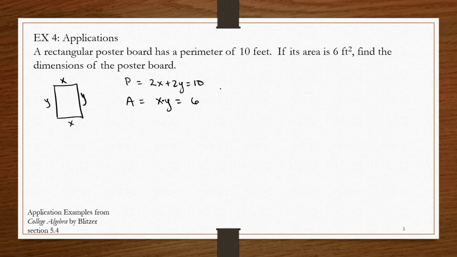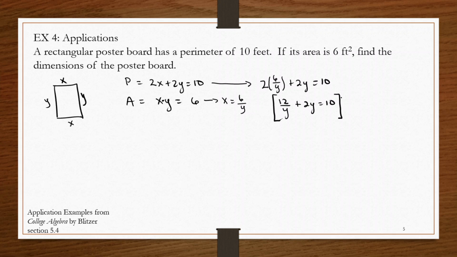Because this x and y are multiplied, I cannot do elimination. So we're going to do substitution by making this x equal 6 over y. That makes this first equation 2 times 6 over y plus 2y equals 10. So I end up with a rational equation. And so we solve rational equations by multiplying by the least common denominator. Well, in this case, that denominator is just y. So I get 12 over y times y. I get 2y times y, and I get 10 times y.